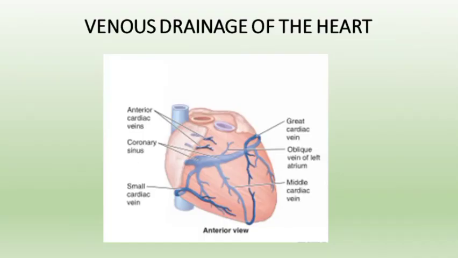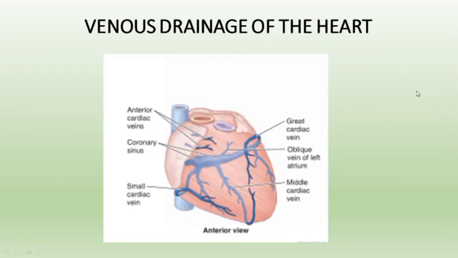Now let's see the venous drainage of the heart. The venous drainage of the heart, the main person here is this coronary sinus. The coronary sinus has tributaries from all over the heart and it drains into the right atrium.